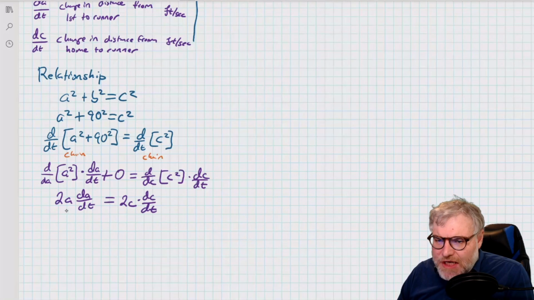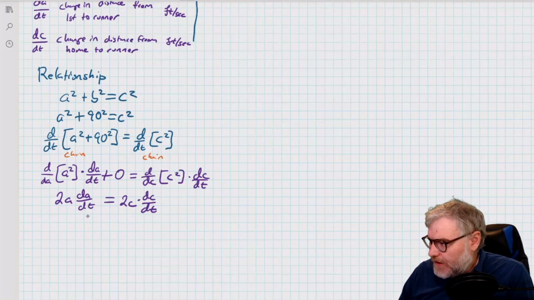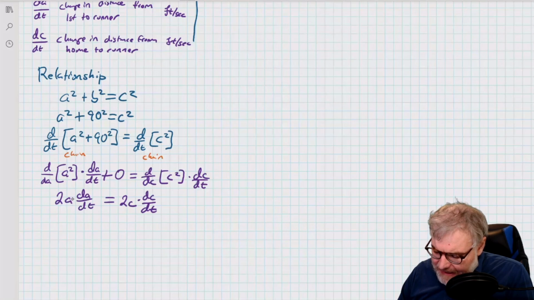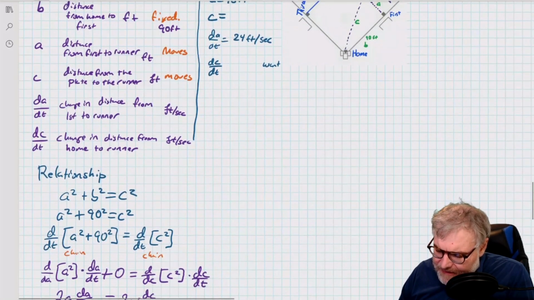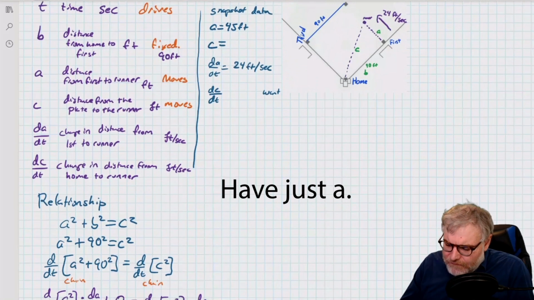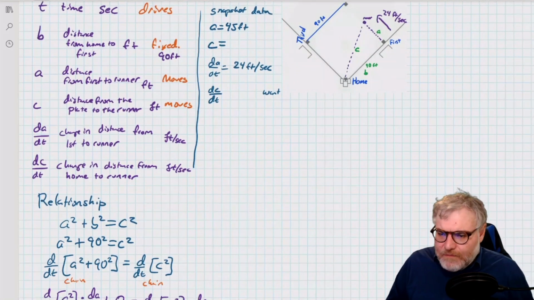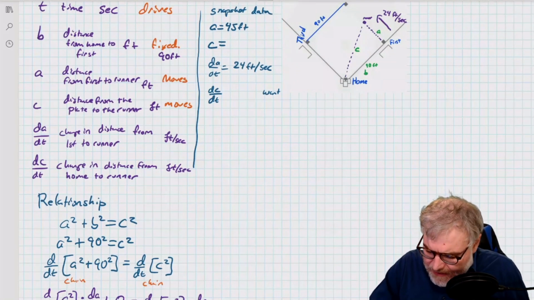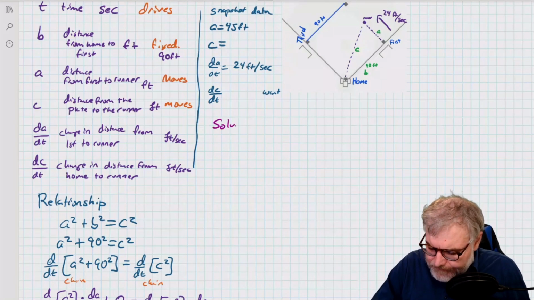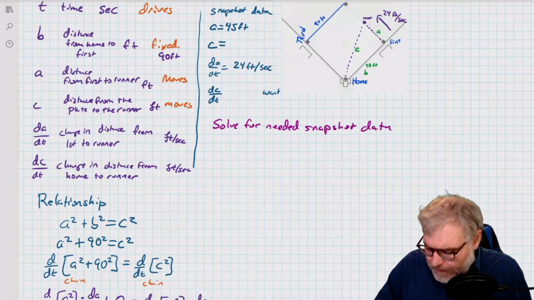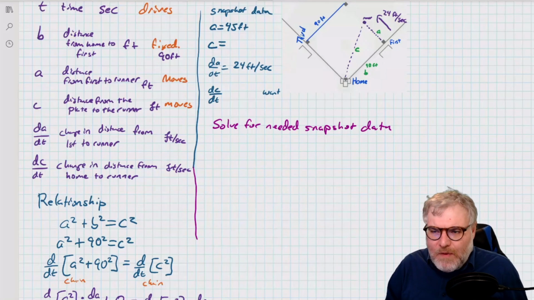So for my snapshot data, I actually need two pieces here. I actually need A and C. And what I have is just A. So I'm going to have to solve for the needed snapshot data. I'm going to do that right here. Or my pause data. I keep saying I'm going to call it pause data, and then I never do.